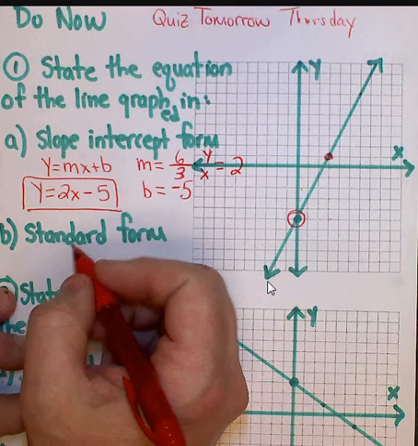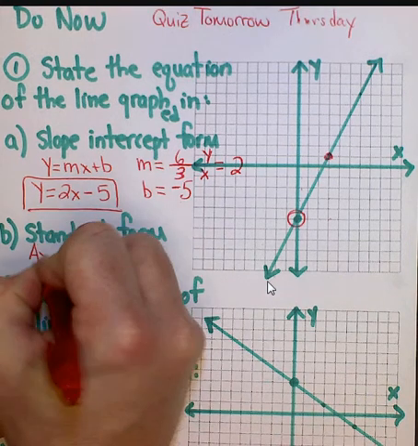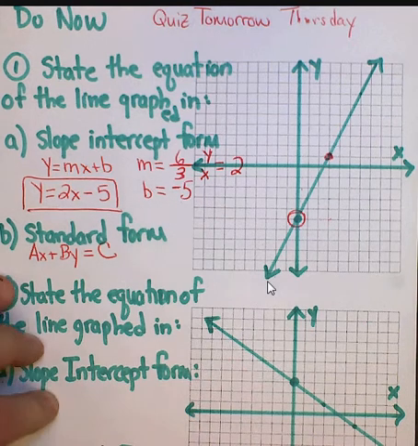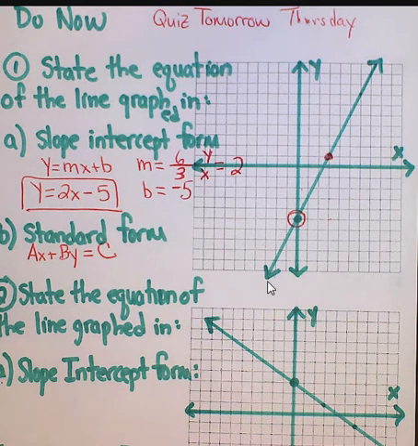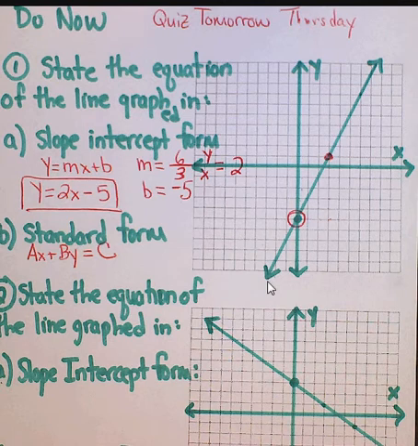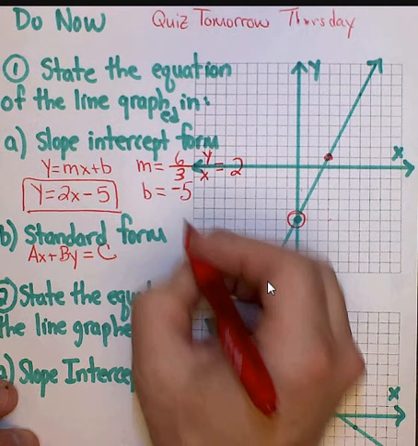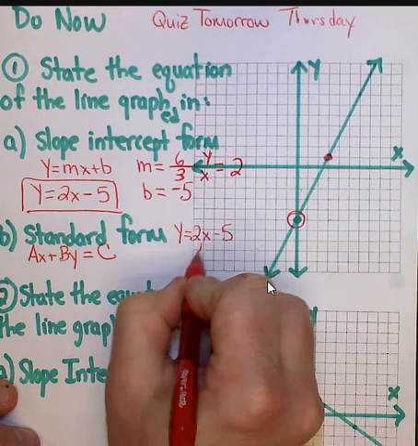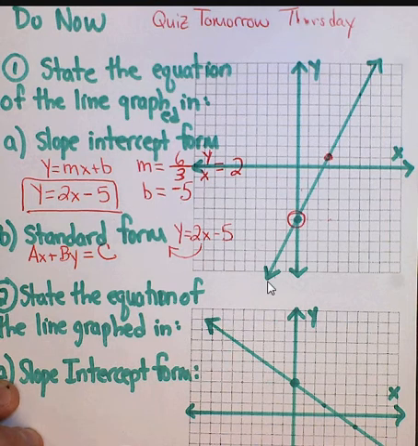And then we have standard form. Standard form is ax plus by is equal to c. And the only restrictions that we have here, constraints to use a STEM word, is that we have to have a, b, and c as integers. Okay? A, b, and c must be integers. All right? And x and y need to be on the same side of the equal sign. All right? So I take my equation, y equals 2x minus 5, and I've got to get the x and the y together. So I want to move that 2x over.